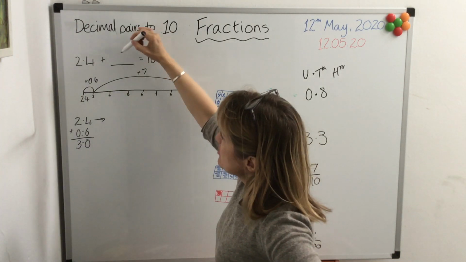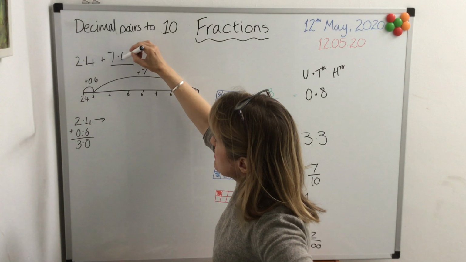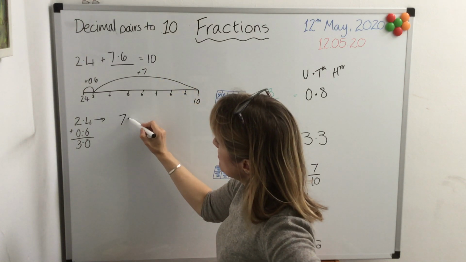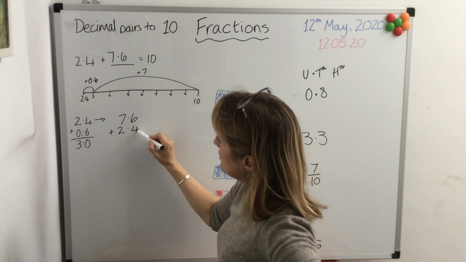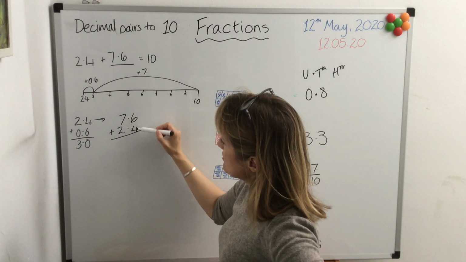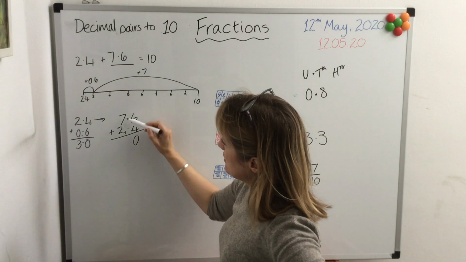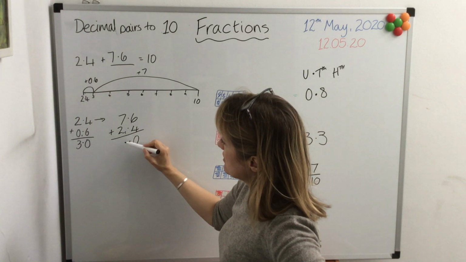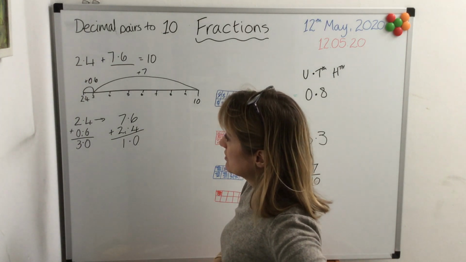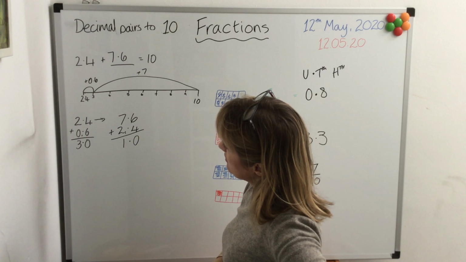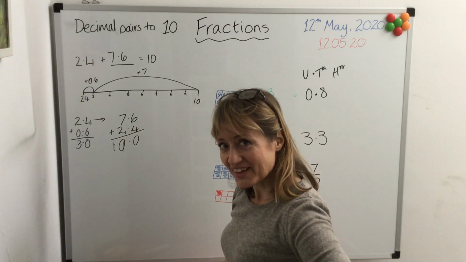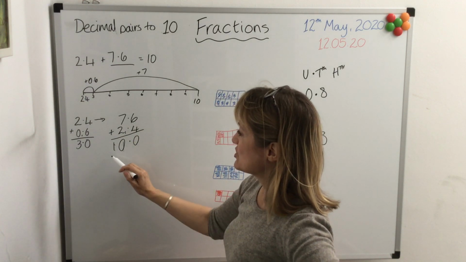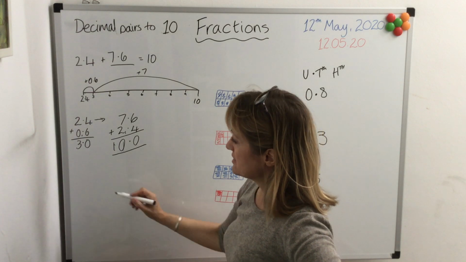Okay, so let's try it. 7.6. So 7.6 add 2.4. 6 and 4 is 10. 7 and 2 and 1 is 10. Oh, what am I doing? Sorry, 10. There we go, we all make mistakes. Okay, so it's really simple. Let's try one more.